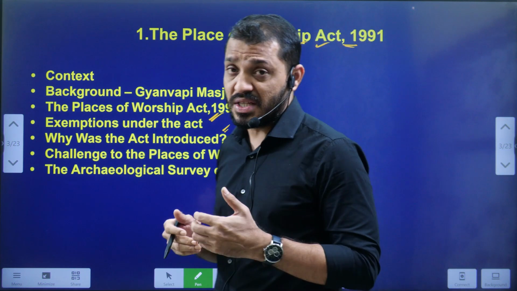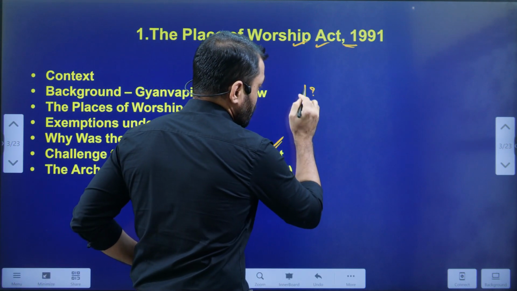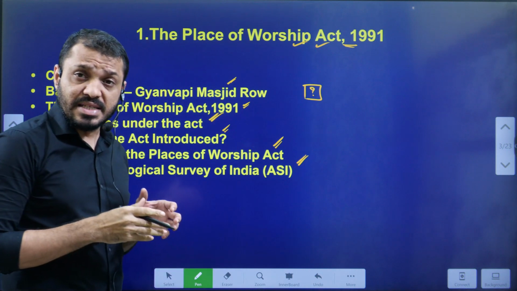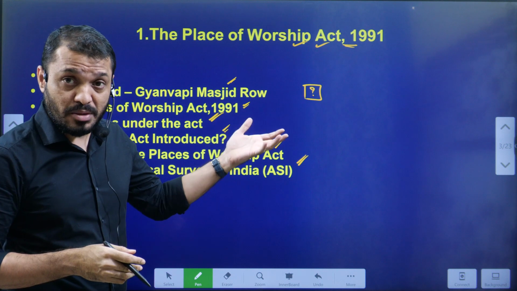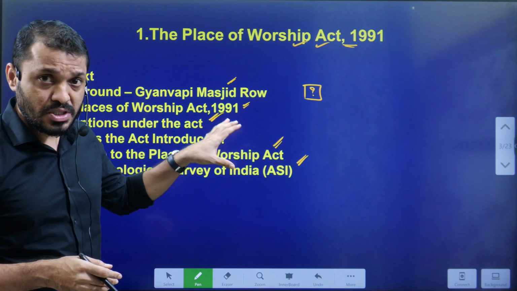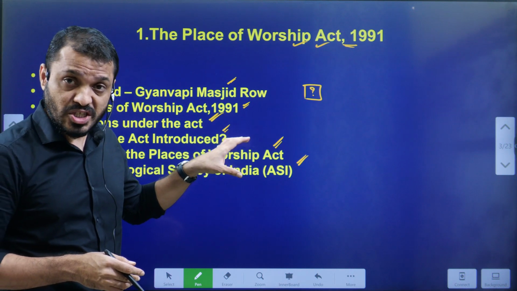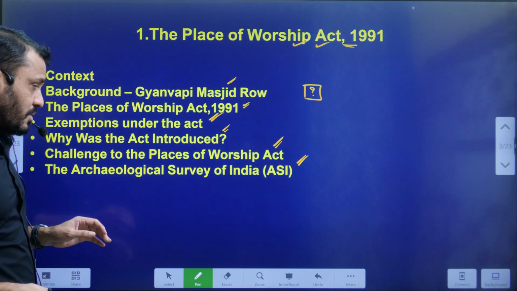Before we start further, first I'll ask you one question, students. Which article of the Indian Constitution says that it is the responsibility of government to protect the places of national importance and heritage structures? Which article talks about the protection of places of national importance and heritage structures? Please put your answer in the comments.